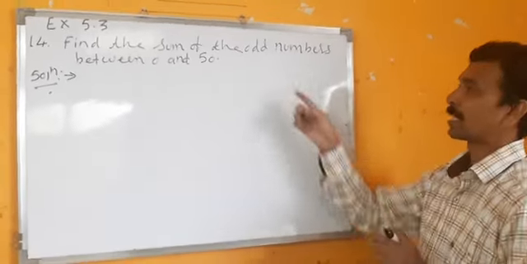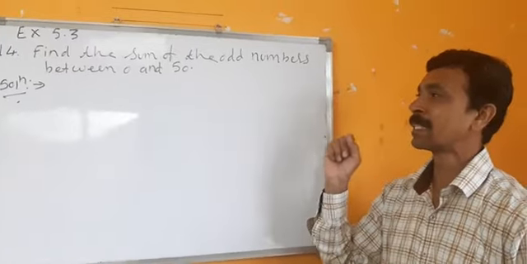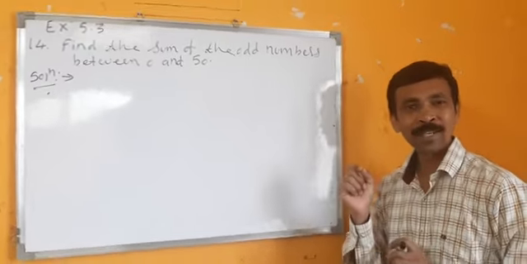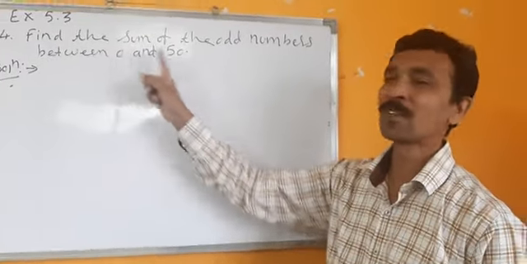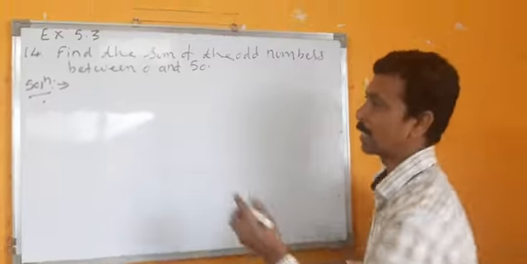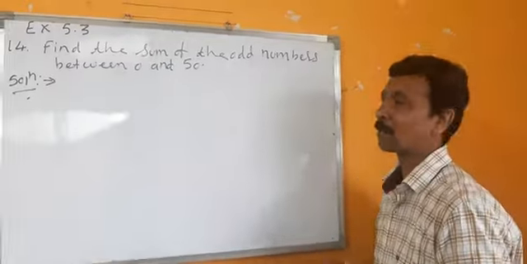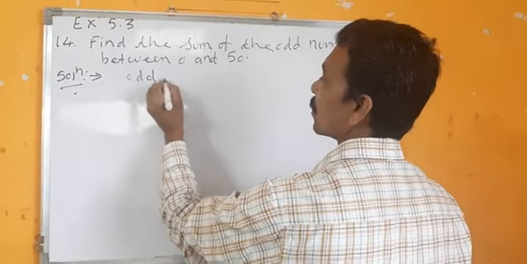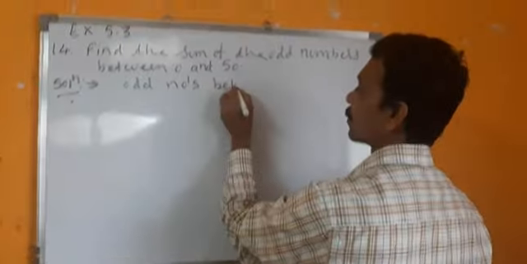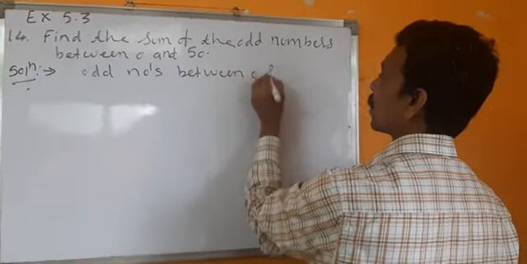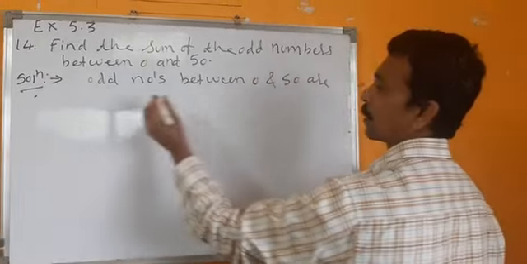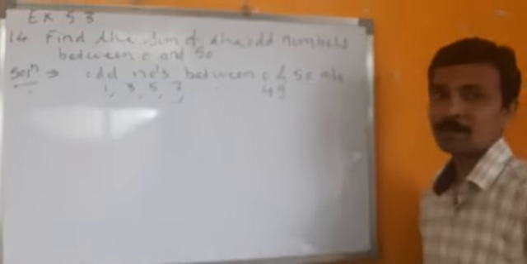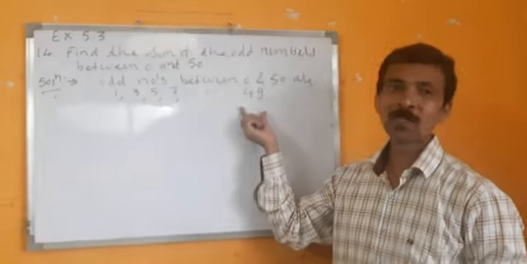Fourteenth sum. Find the sum of the odd numbers between 0 and 50. So you have to take the odd numbers between 0 and 50. Whenever the word comes between, you don't have to take the first and the last number. Right? But obviously, 0 is not an odd number, 50 is also not an odd number. So I'll write here, odd numbers between 0 and 50 are 1, 3, 5, 7, up to 49. Because before 50, 49 is the last odd number.